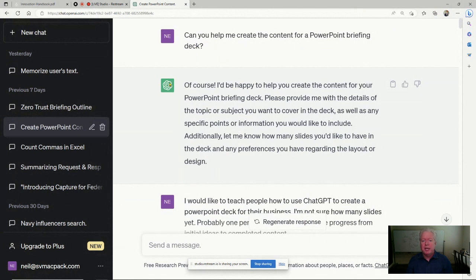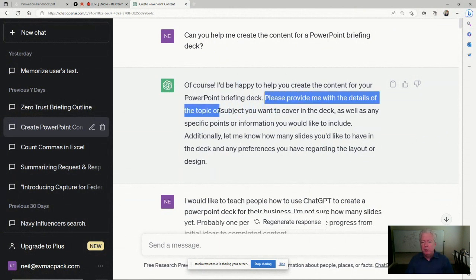In purple is me, and in green, it's the AI tool. So in purple, my prompting to the tool is I'm just saying, hey, can you help me create a PowerPoint briefing deck? And I just wanted to see what it would say, but it was beautiful. First off, it's really friendly, right? Happy to help you do this. And then it starts giving me guidance.